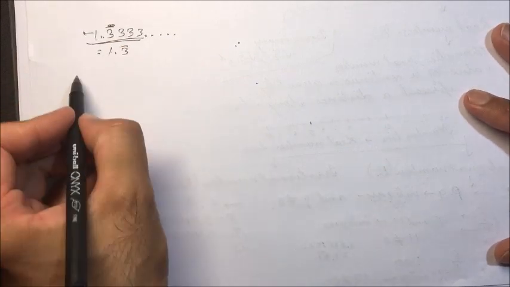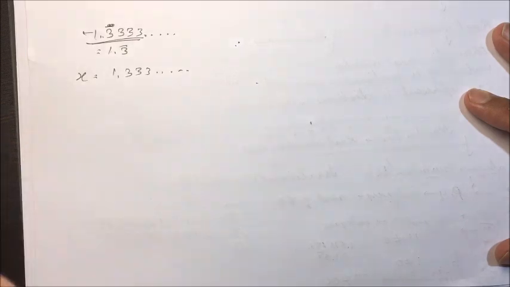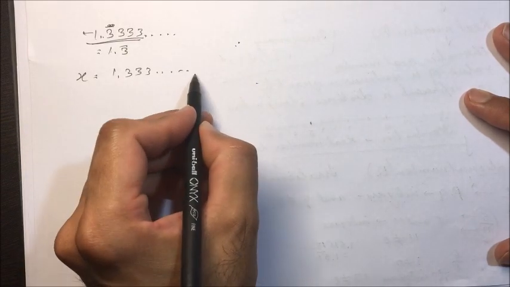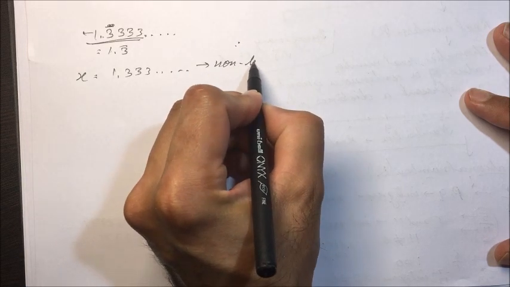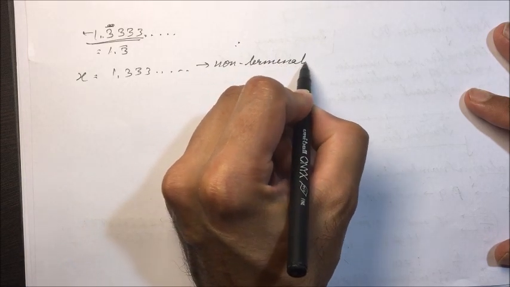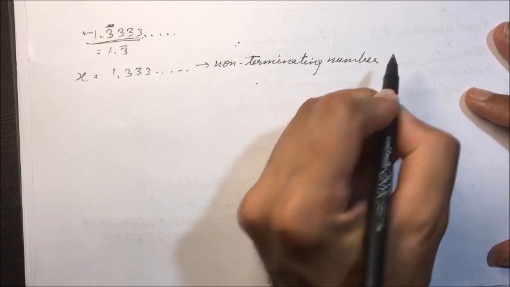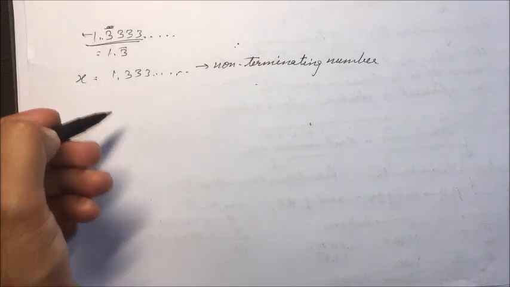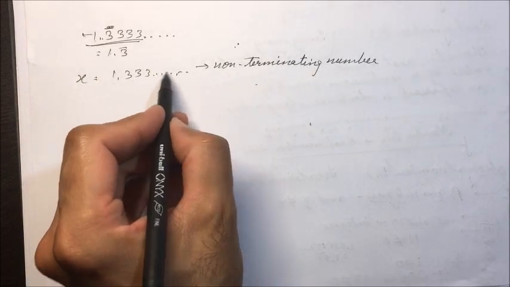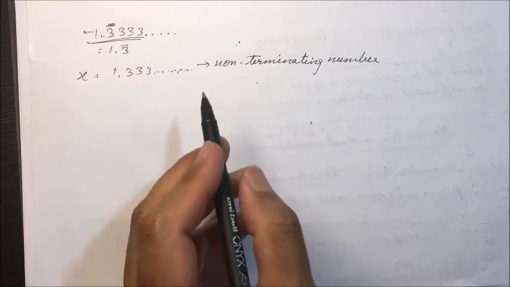How can we prove it? For example, take x equal to 1.333, never ending. So it is a non-terminating number. This number never terminates. As we go on dividing, we will always get the 3. We always get the 3 as a quotient. We will keep on getting the 3 as a quotient.